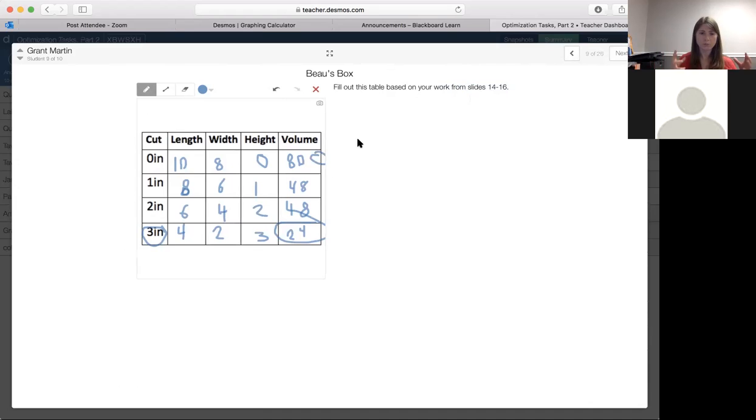In other words, if you don't make a cut of 0 inches, you're still left with a flat piece of paper or a flat piece of cardboard. There's no point. And so it makes sense that no box should have no volume since we're still 2D.